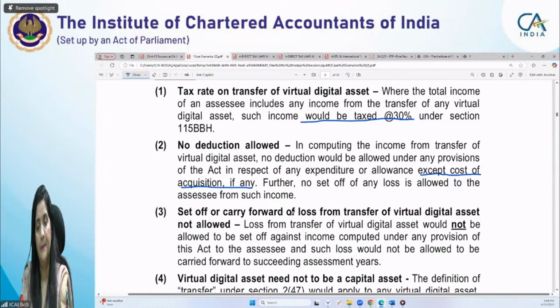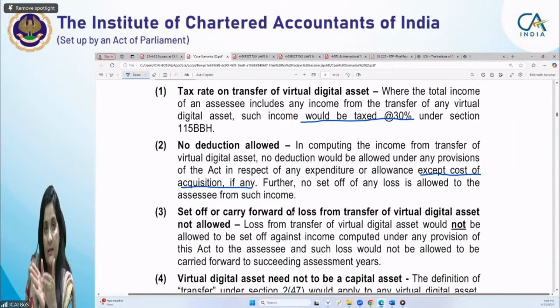It can also be asked as a descriptive question from this concept. You have to compute this virtual digital asset income and you have to make it taxable at the rate 30%. ठीक है, कॉस्ट ऑफ एक्विजिशन के अलावा कुछ और नहीं मिलेगा, हो सकता है आपको two different virtual digital assets भी दिए हों. Then what you have to do, you have to compute each income. If similar virtual digital asset is there, then you can set off that income.